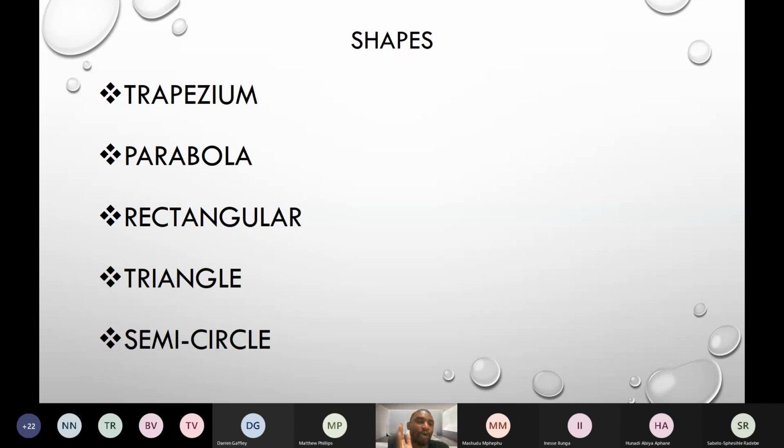The second most common, according to me anyways, I've never counted how many questions asked for trapezium, how many for parabola, but I've just done a rough estimate. So trapezium, and then parabola, and then rectangle, triangle, and semicircle. Okay, I think we know the shapes, but I have taken the liberty of showing us how the shapes look like.